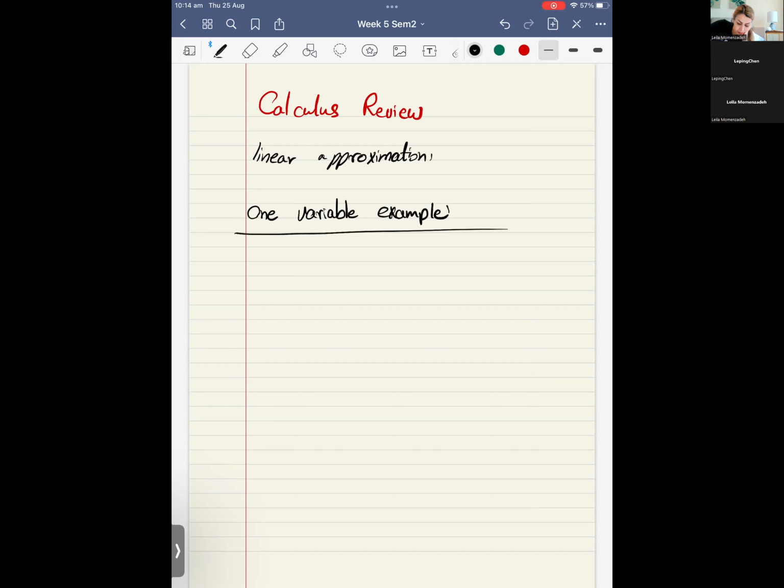For example, f of x equal to sine 3x, and you know that this result only works for the x value near pi over 3, and I want to show you the Taylor series.